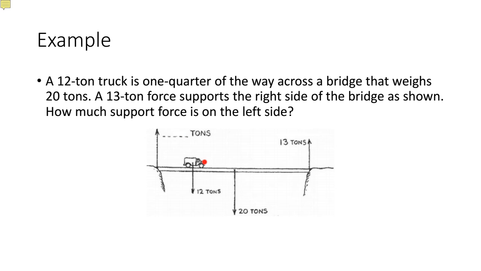In this example, a 12-ton truck is a quarter of the way across a bridge with a weight of 20 tons. A 13-ton force is supporting the right side of the bridge. How much support force is on the left side? The downwards force is 32 tons, which means to be at equilibrium, the upwards force also has to be at 32 tons, which leaves this spot right here at 19 tons.